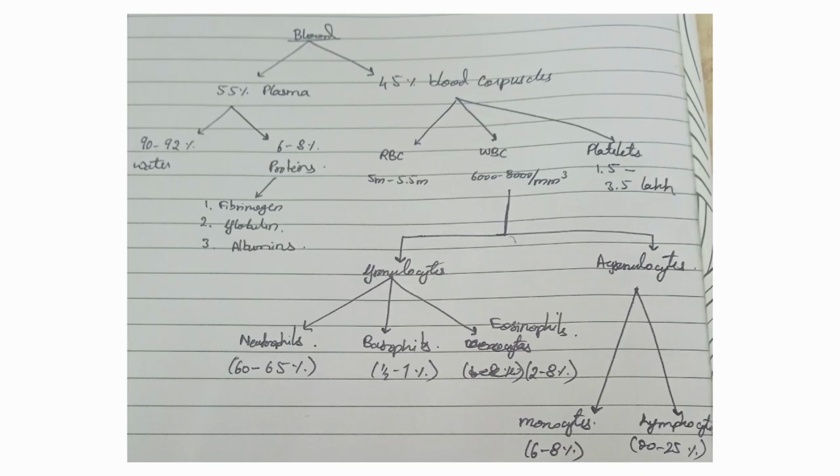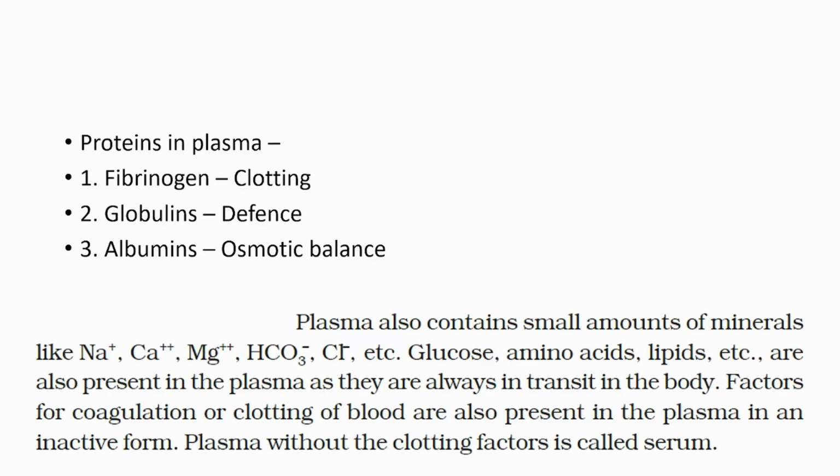Next, agranulocytes have two types: monocytes and lymphocytes. Lymphocytes are B lymphocytes and T lymphocytes, and both together form 20 to 25% of the WBC count, and monocytes form 6 to 8% of the WBC count. Next, we have proteins which are present in plasma, and three are mentioned in NCERT: fibrinogen, globulins, and albumins. Fibrinogen helps in clotting; globulins help in defense; and albumins, as you have studied in the excretion chapter, help in maintaining osmotic balance. Fibrinogen, by name itself, you can say that it helps in clotting.